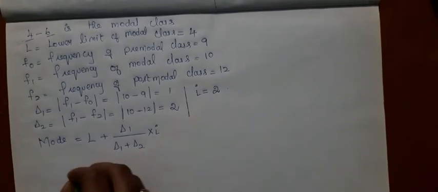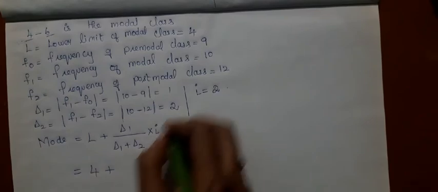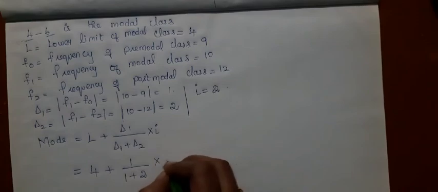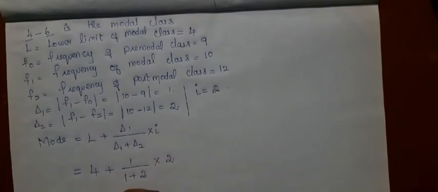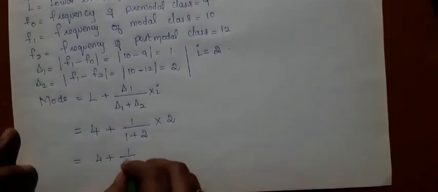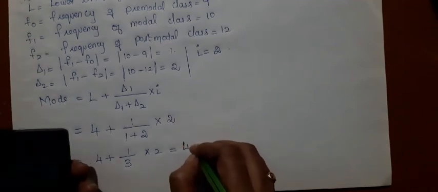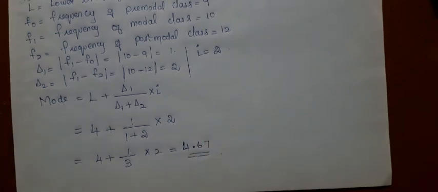L is 4. Delta 1 is 1. Delta 1 is 1 plus delta 2 is 2, into i is 2. 4 plus 1 by 3 into 2. So the answer is 4.67, right? Thank you.